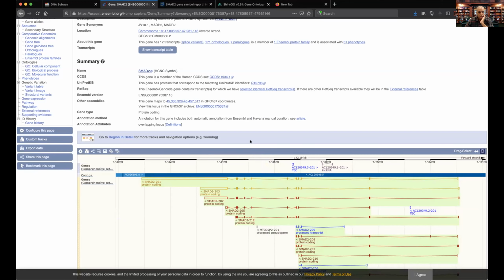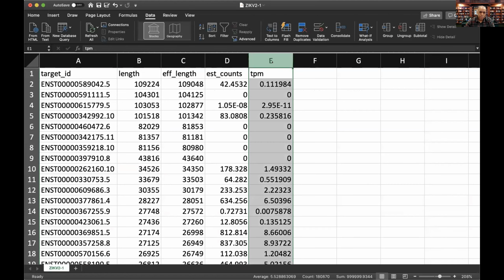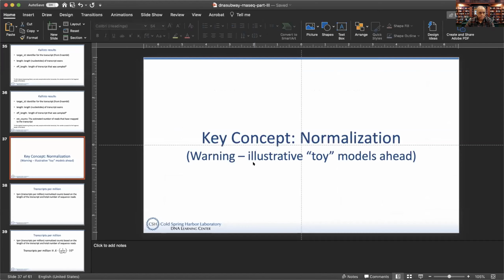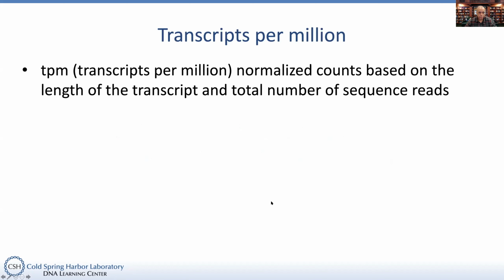So the next thing I want to explain is really this other thing called TPM, because this is what we're going to eventually use in order to actually look really at the differential expression. But let's go back to the slides to explain what that last column is. Now, in order to talk about that, we're going to talk about a concept called normalization and use some illustrations to help us understand that a little bit better.